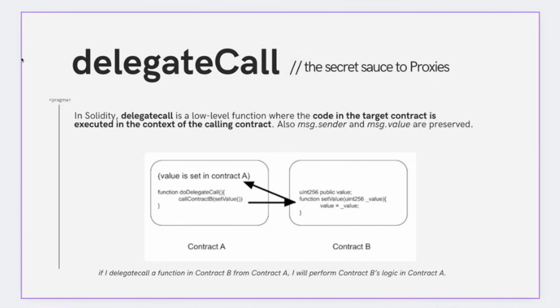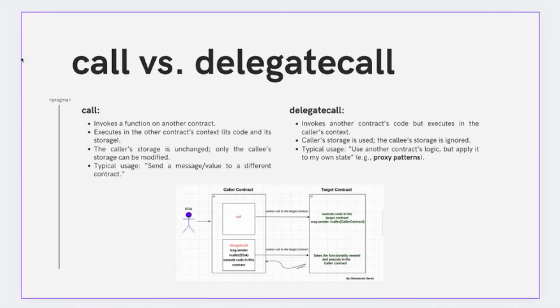Also, one really important thing of delegate call is that we're preserving those global variables known as msg.sender, so who is the actual caller of the proxy, and msg.value, the amount of ether or native currency we're sending with the transaction call. Delegate call differs from call, where we're invoking a function on a contract, and it's executing in the context of that contract.